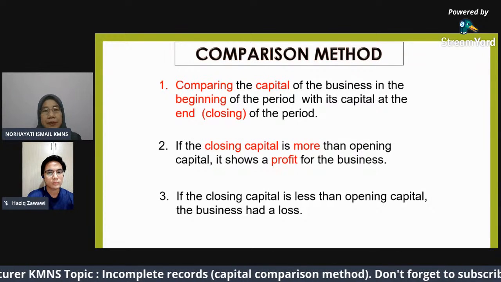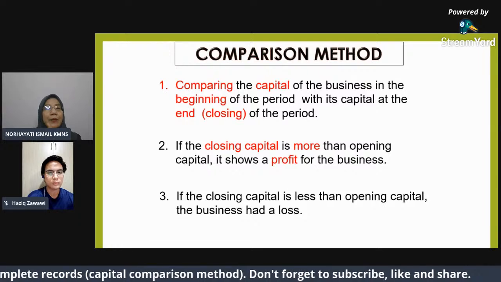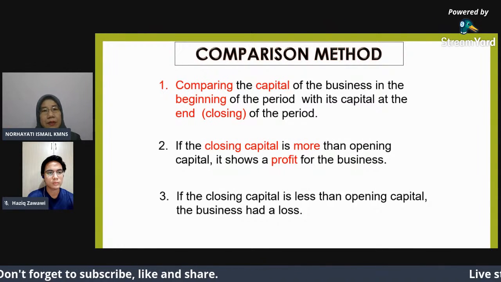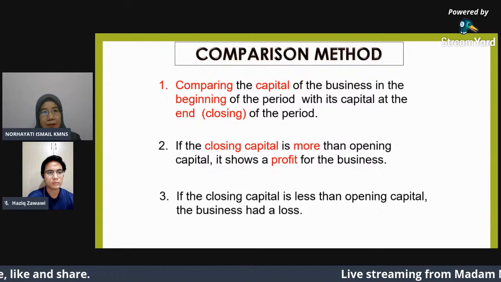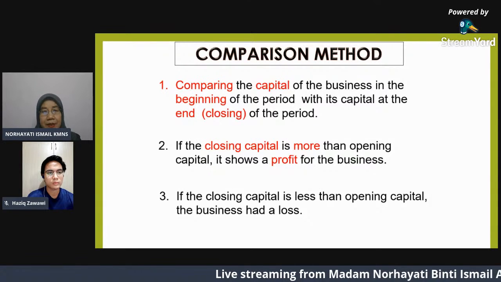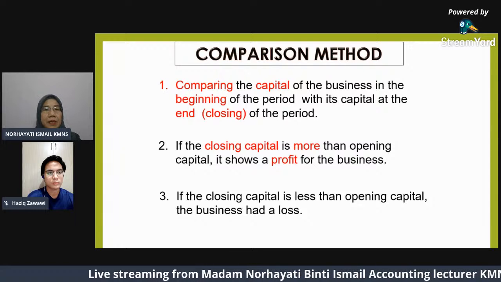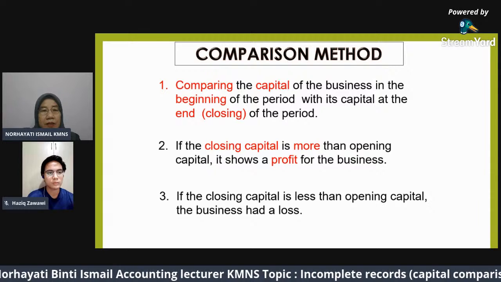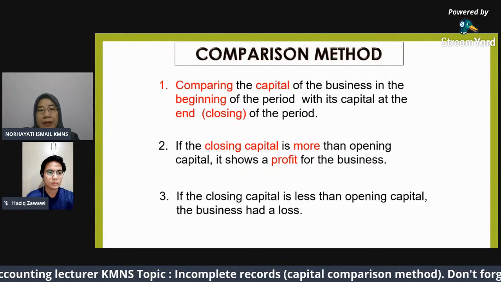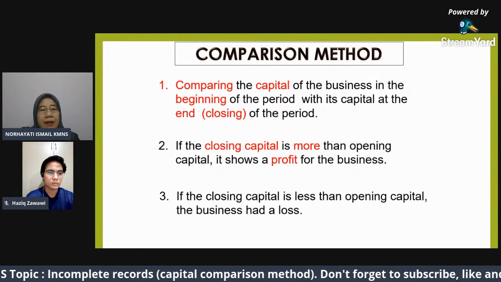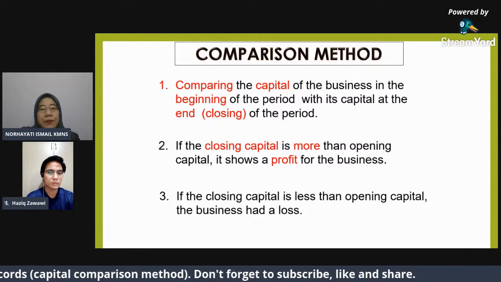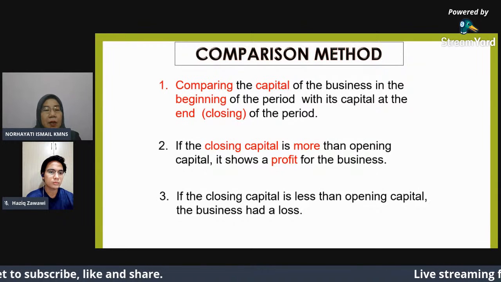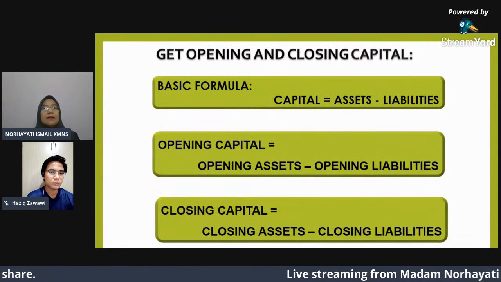So a small business will normally compare the beginning capital and the ending capital, and they can find that the difference is the profit. But if the closing capital is less than the opening capital, the business had a loss. So it is very easy for them to calculate the profit by comparing the closing capital with the beginning capital.